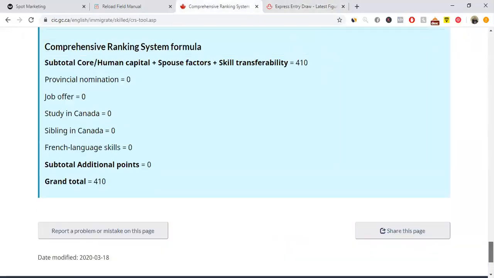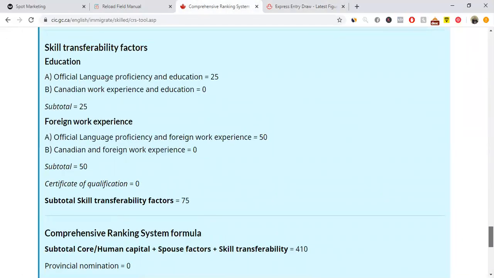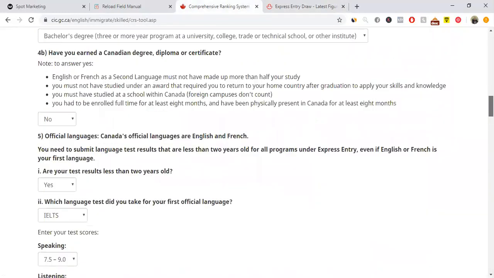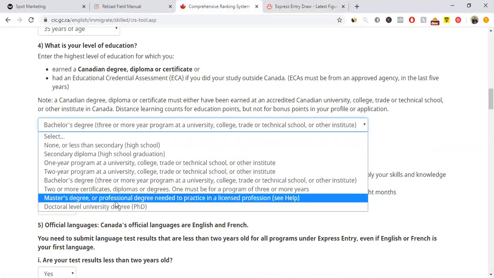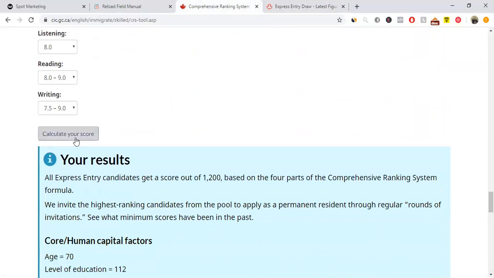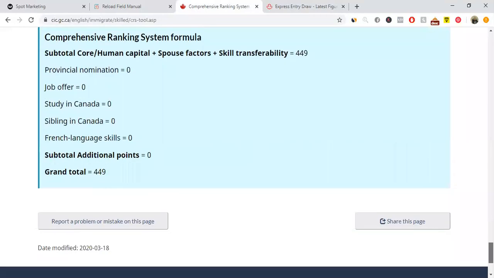Now, if you feel that, okay, I can spend the next maybe 2 years getting a master's program, we'll come in here and your education changes from bachelor's to master's degree. You come down here and calculate your score. Now it was 410, and here you can see 449. So the total point now is 449.